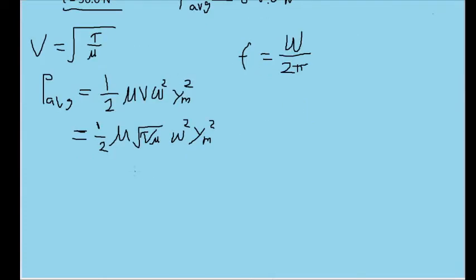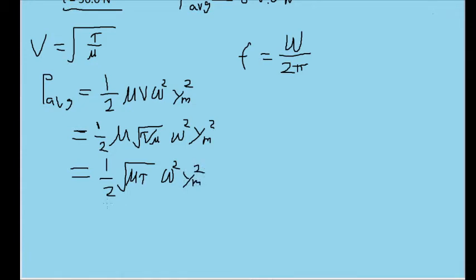Now, although it's minor, there actually is a way that we can simplify this a bit further, because the linear density in the denominator of the square root function will cancel out with the linear density on the outside of the radical function. So this ends up becoming written as 1/2 times the square root of the linear string density times the tension in the string, multiplied by the angular frequency squared times the amplitude squared.